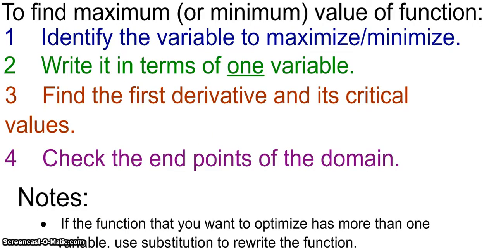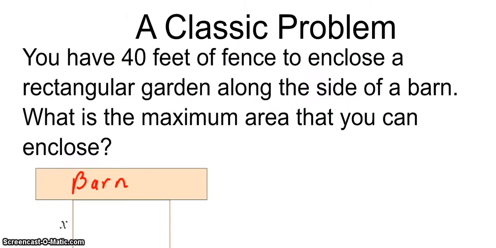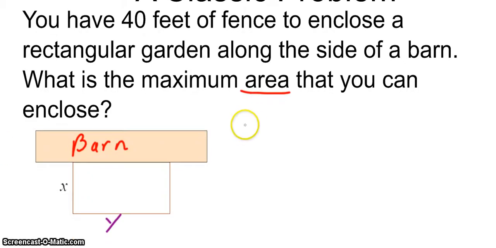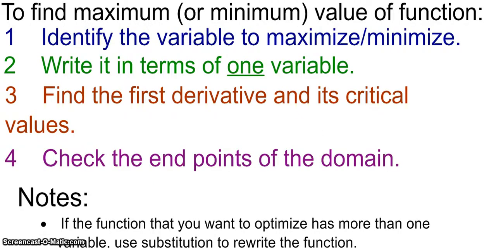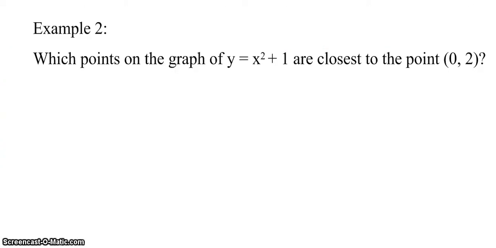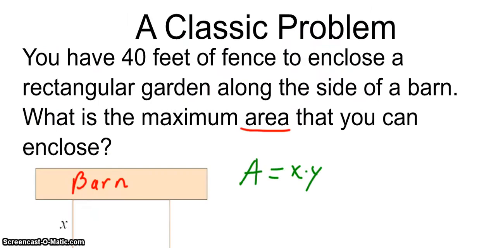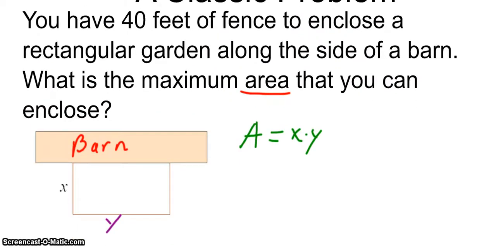So when we're trying to maximize or minimize something, we first want to identify the variable to maximize or minimize. So in this case, we're trying to maximize the area. So then I need to come up with my area equation. So in this case, I know A equals X times Y. Okay, so now I want to write it in terms of one variable though.